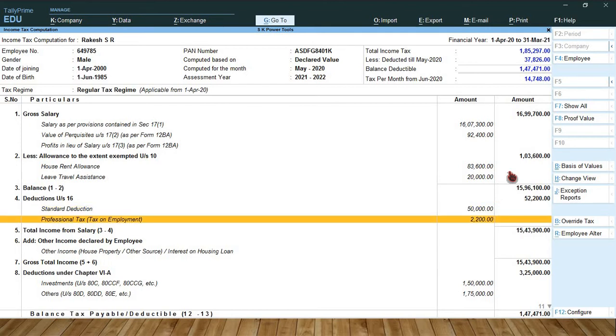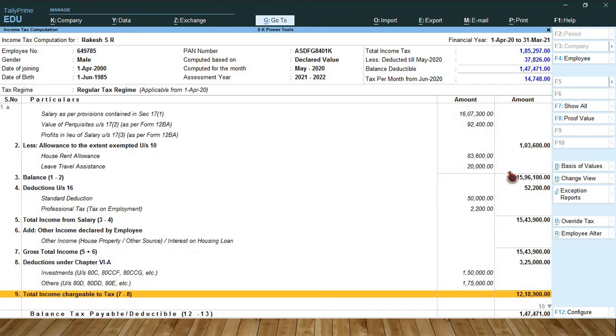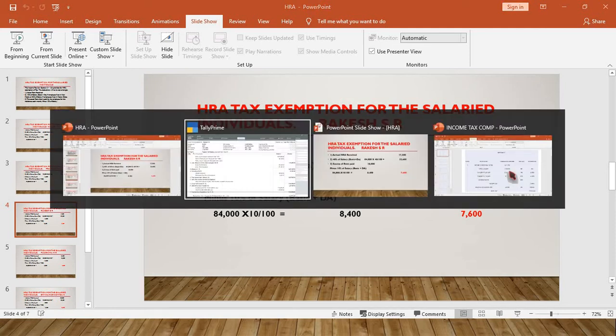Professional tax 2,200 for 11 months. So this is investment and other investment. So total chargeable income, that is taxable income, is 12,18,500. Okay friends, so like that you have to check the house rent allowances and calculate the exemption of house rent allowances. I have given notes for calculation of house rent allowance exemption. Okay, so next we move to income tax slab rate.